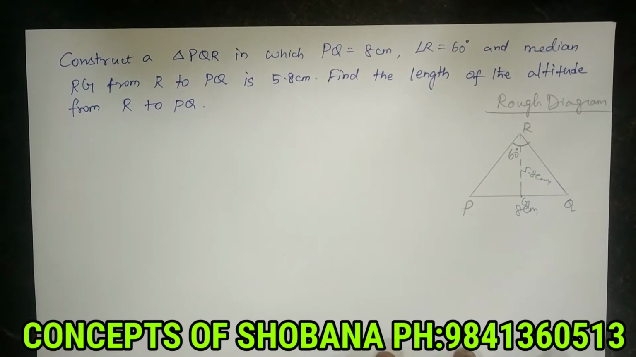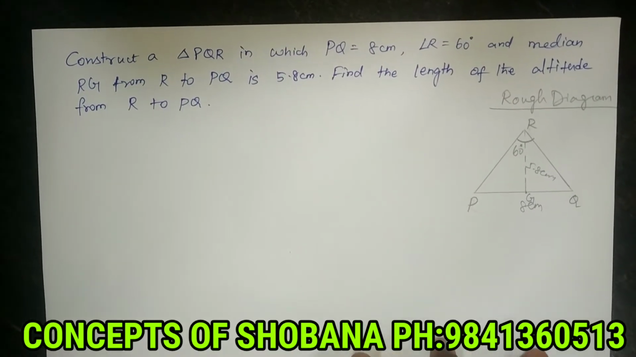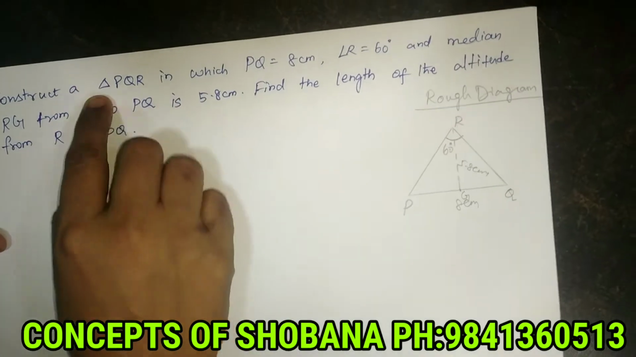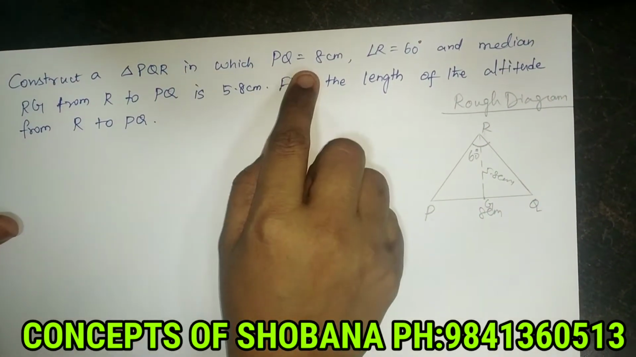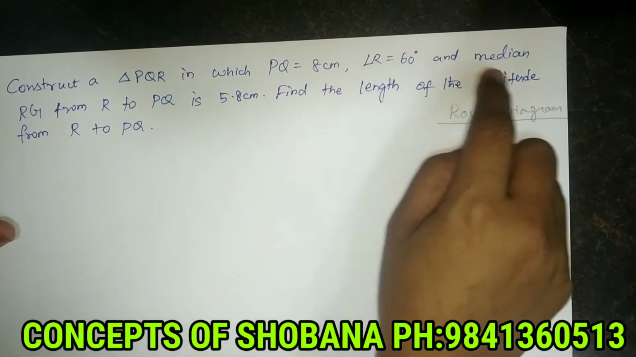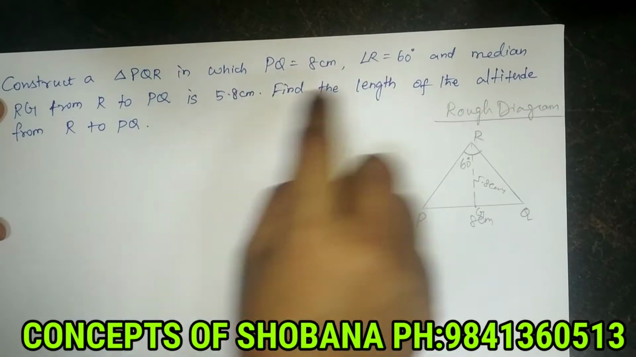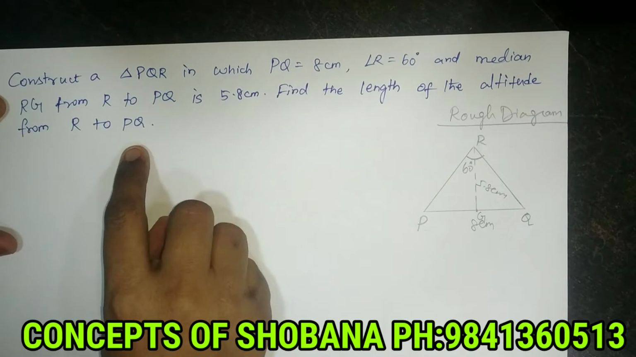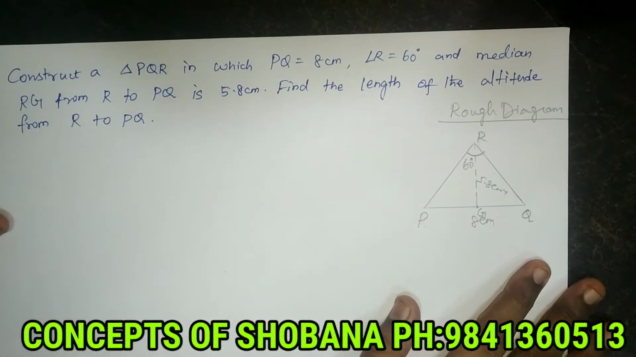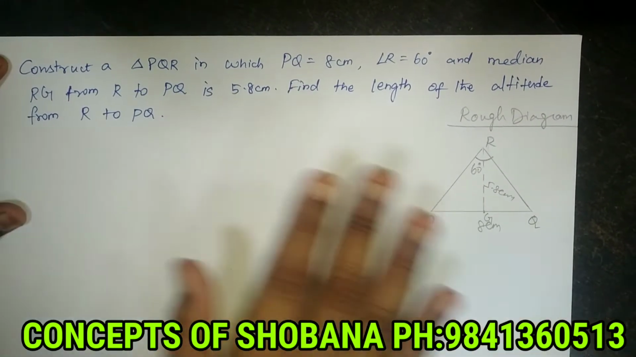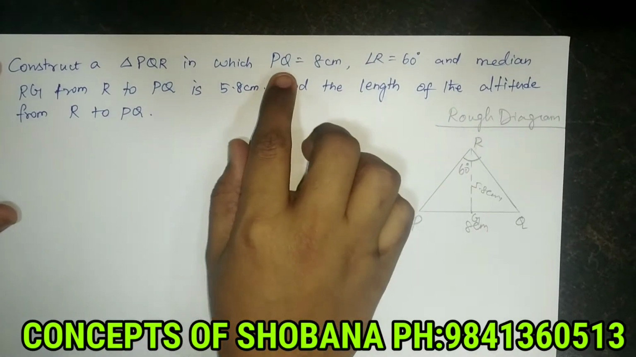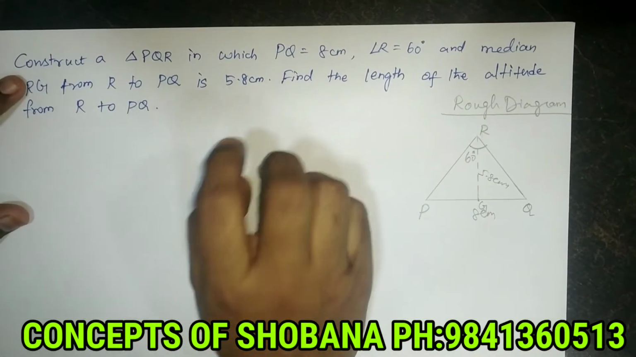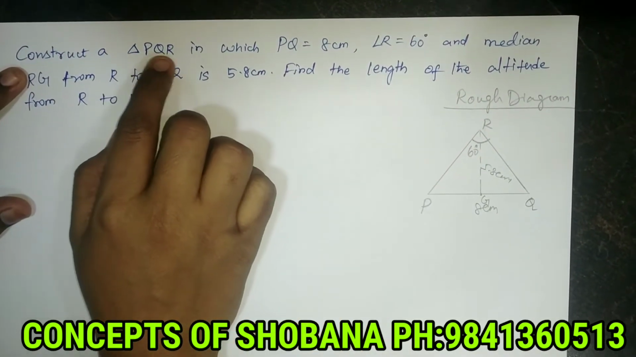Okay, today in these three topics, now we are going to see the construction of a triangle where we have given a side, a vertical angle and a median. With this, we are going to find the length of the altitude from the point R to PQ. Now we will go to the question. In this question, PQ is given to be 8 cm with a triangle formed as PQR.